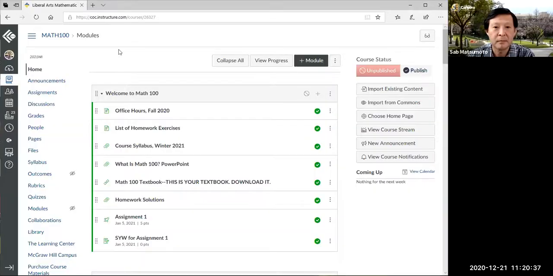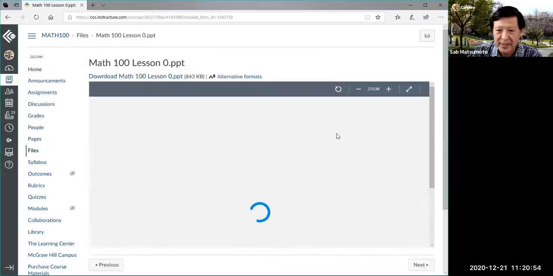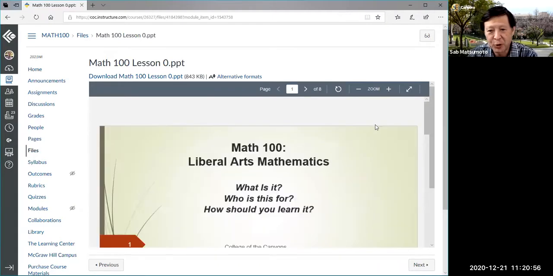So let me just show you by slide presentation what Math 100 is all about. Let me share my screen so you can see the slides. This is the home page of the Canvas shell for this course. If you go to the first module, you will see this link, What is Math 100 PowerPoint. If you click on that, you can see what this course is all about. I'm going to use these PowerPoint slides to explain what liberal arts mathematics is, what it is for, who it is for, and how you should learn this.